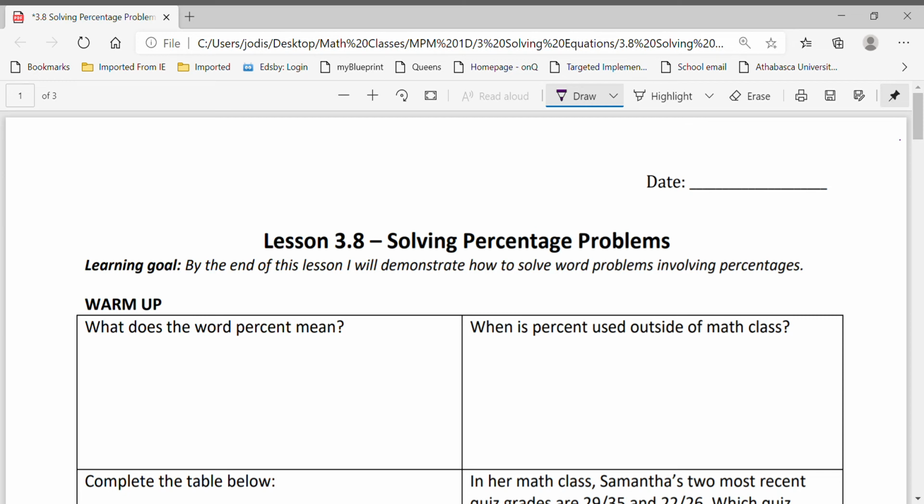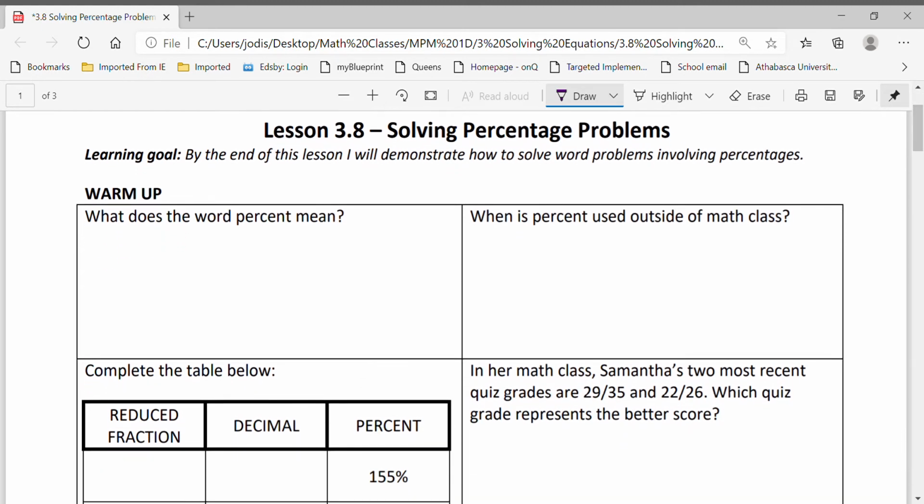So welcome to lesson 3.8. So now we're going to solve some percentage problems. I guess in the last lesson we were talking about rates. So for this one we're going to talk about percentages and how we can use those to solve problems. And again, they're still equations because they have equal signs.